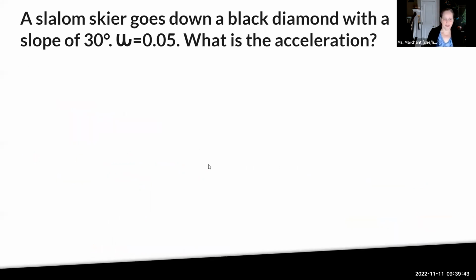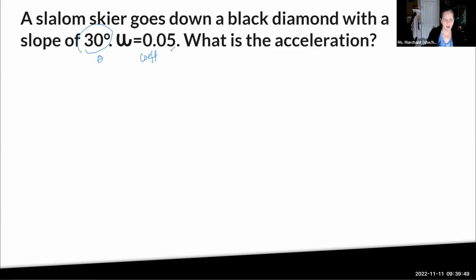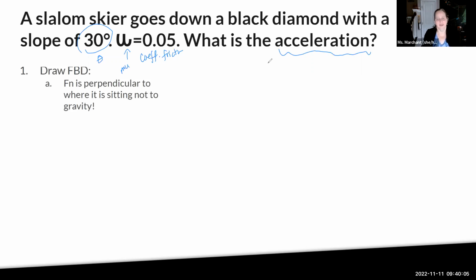How about this guy? A slalom skier goes down a black diamond with a slope of 30 degrees and a coefficient of friction, or a mu, that's the Greek letter, 0.05. Again, what is the acceleration? The free body diagram is identical to the one from before. So you're going to see a lot of ones. It doesn't matter if it's a skier going down a black diamond or a mover taking something down a ramp. It will all have the same basic free body diagram.